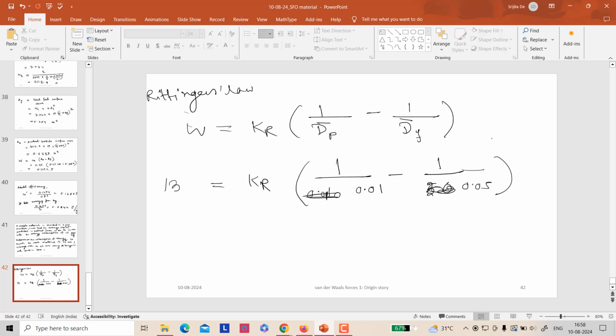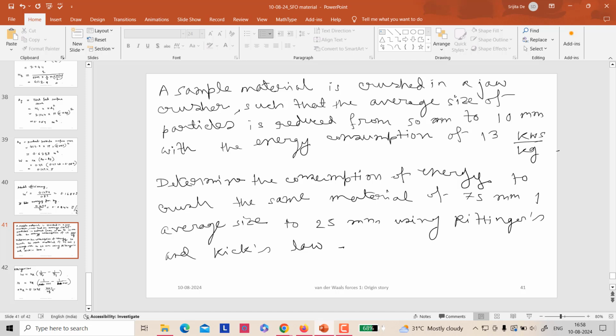It is Kr is 0.1625. The unit will be kilowatt second by kg meter, right? So in the second half of the question, it is asked that in the same machine, if the particle size is to be reduced from 75 millimeter to 25 millimeter, what will be the energy consumption?